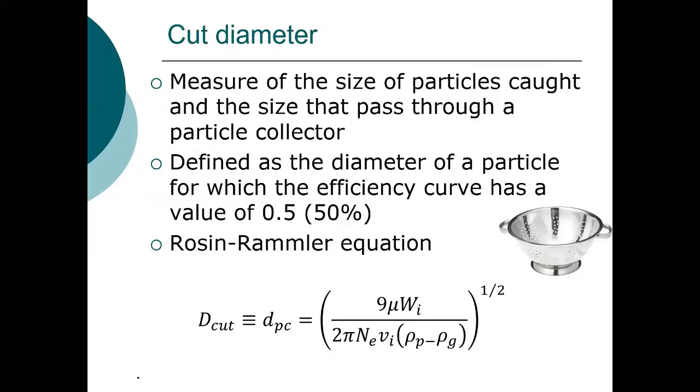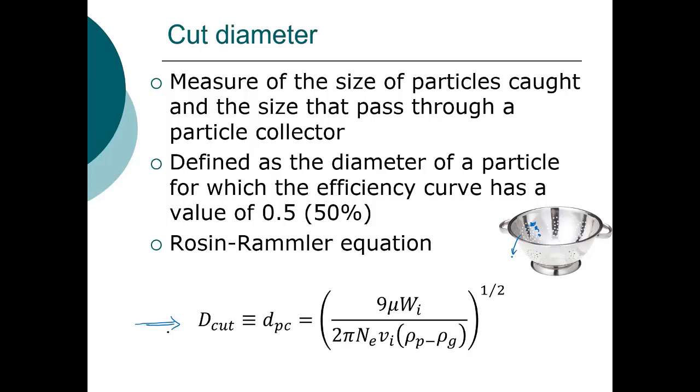this problem? In 1951, Lapple developed a semi-empirical relationship between the size of the particles caught in the collector and the size that pass. So think of this as a strainer. You have particles that will be collected and some smaller ones, smaller than the diameter of the collector, that will pass through. So Lapple developed an equation. It's later refined. It's referred to as the Lapple equation, and it provides what is referred to as a cut diameter. That's defined as the diameter of a particle for which the efficiency is 50%.